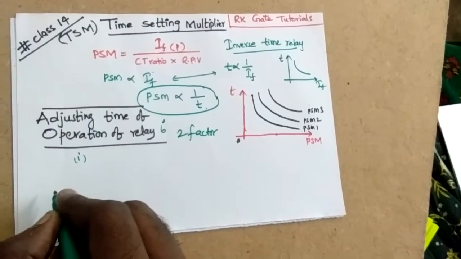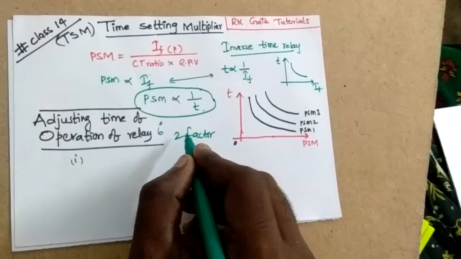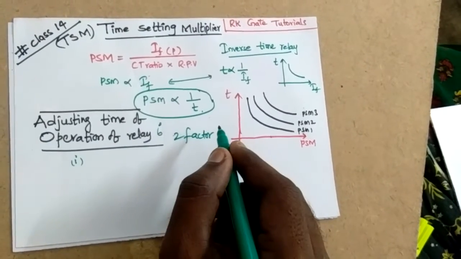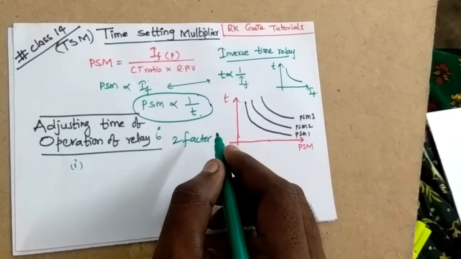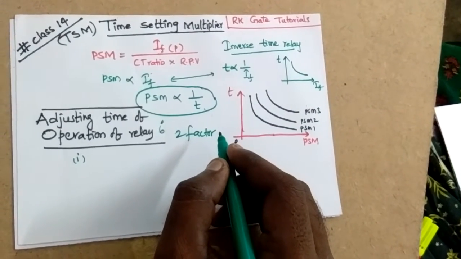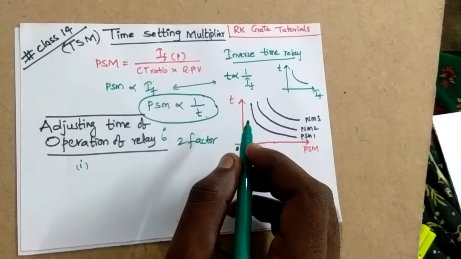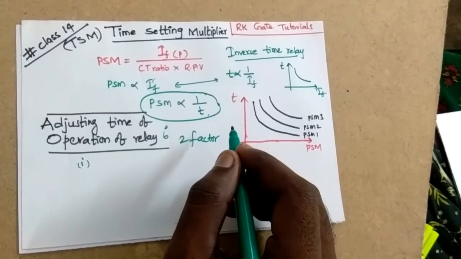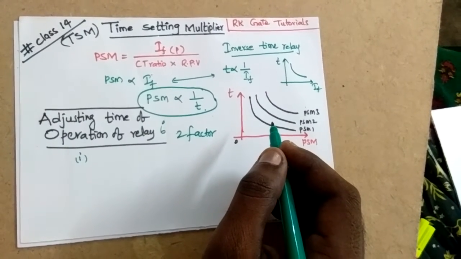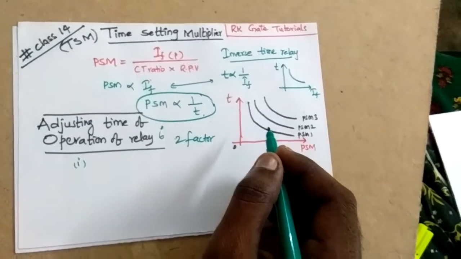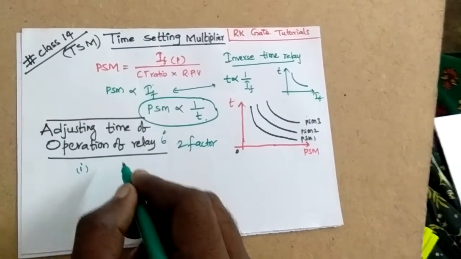As we know, the relay coil is connected to the secondary of the CT, and to the relay coil there is a plunger, and the plunger provides the necessary operating force, and the restraining force is given by the spring. If the operating force is greater than the restraining force, then the relay operates. The relay moves and closes the trip circuit, providing a trip signal to the circuit breaker. So here the time of operation depends on two factors.